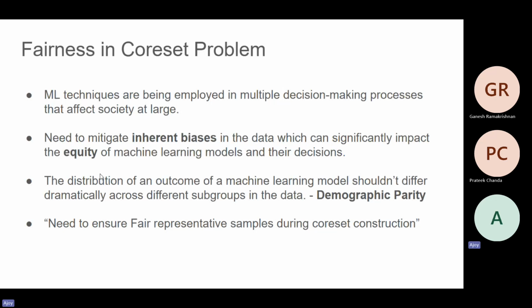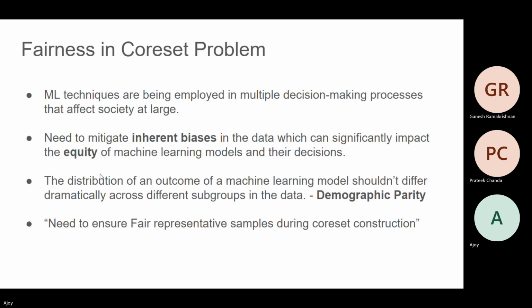The motive of this paper is to target fairness in the coreset problem. In cases where the use case is related to a social nature, we want it to be unbiased in terms of the data, in the representations of different demographic divisions. We want all the subgroups to be represented equally.